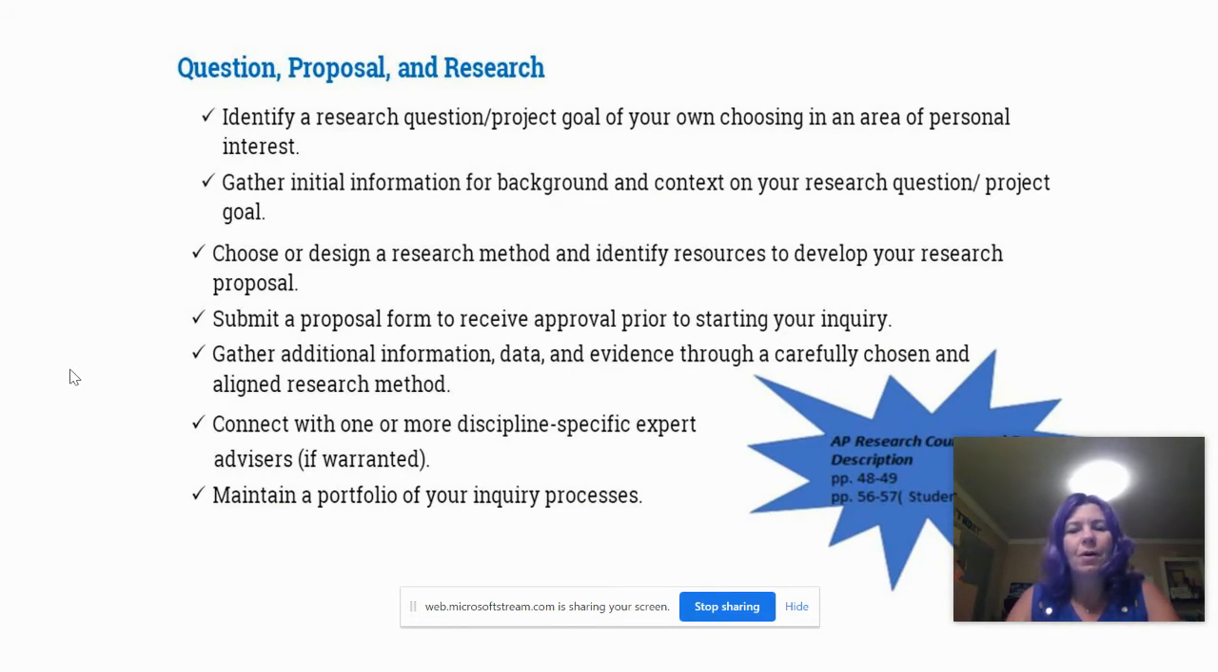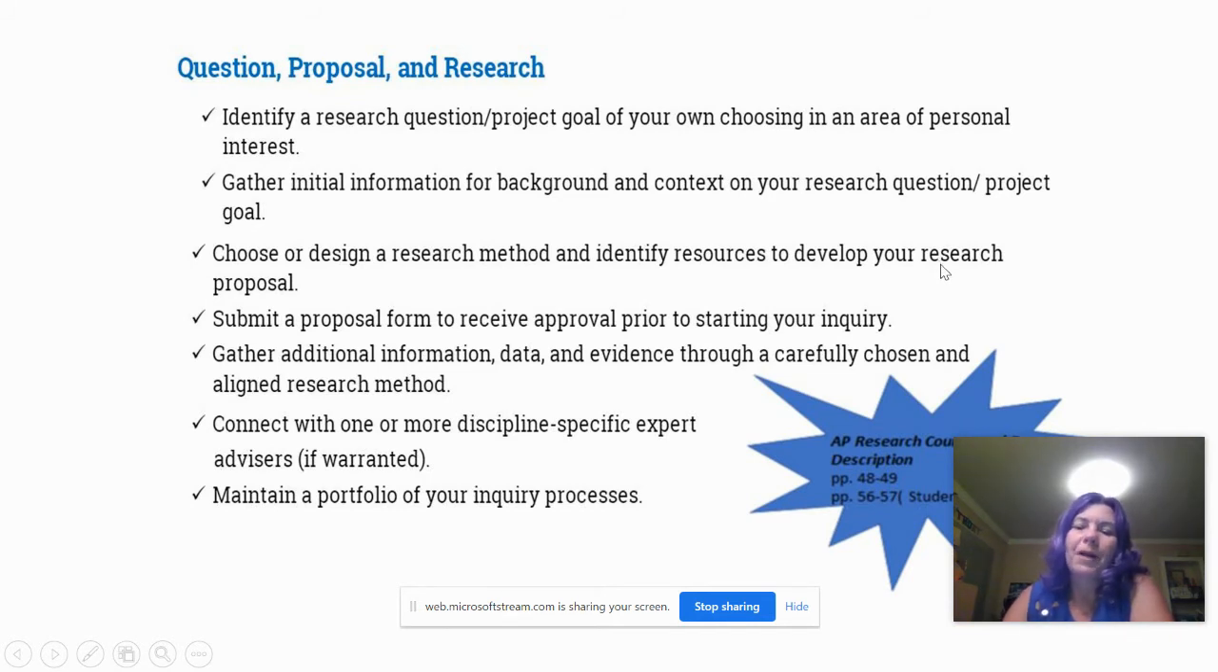So to continue on with the idea of research, they have to identify a research question or project goal of their own choosing, an area of personal interest. Then they will gather information for background and context of the research project or goal. Then the student must identify their particular design of research and identify resources to develop their proposal.